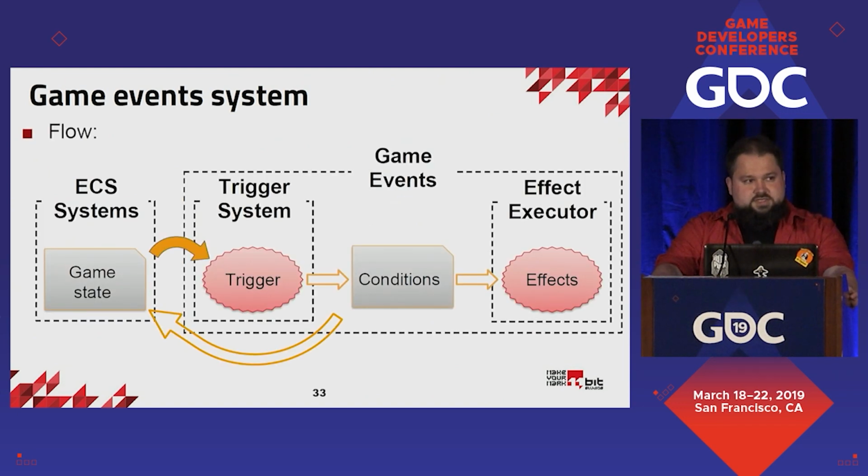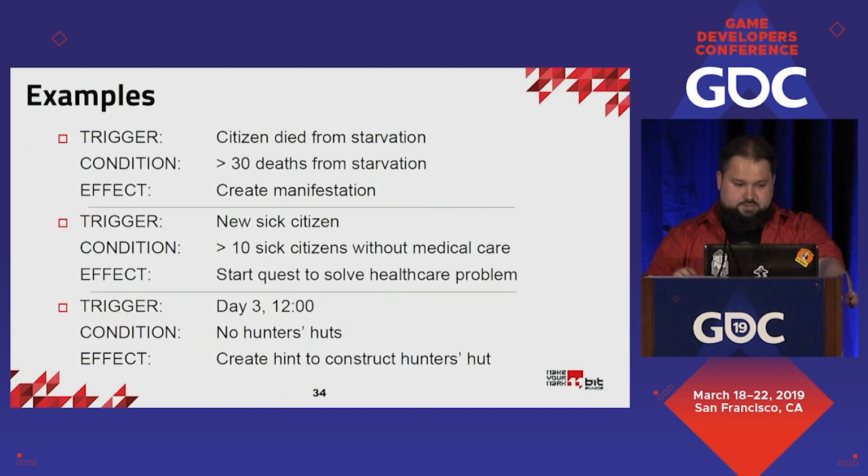So the flow the designer could work on goes like this. We've got ECS systems that provide game state. When a certain event in the game occurs, the trigger is fired. The conditions are checked. If the conditions are evaluated to true, the effects are executed. And if the conditions are evaluated to false, nothing happens.